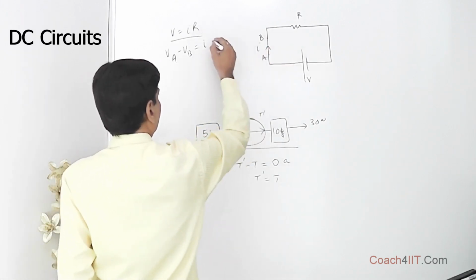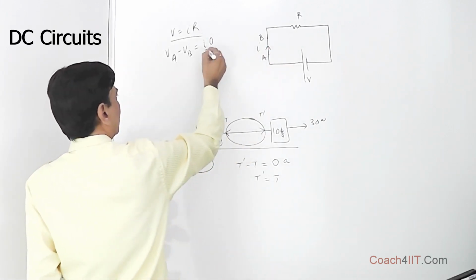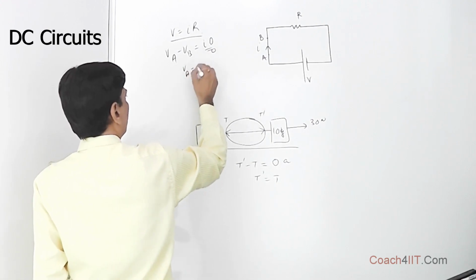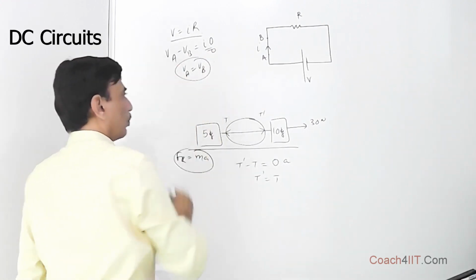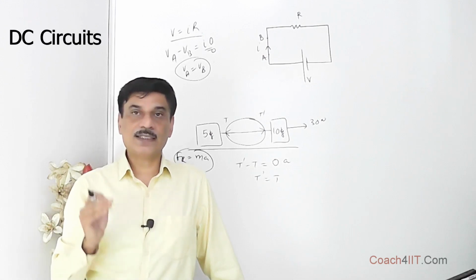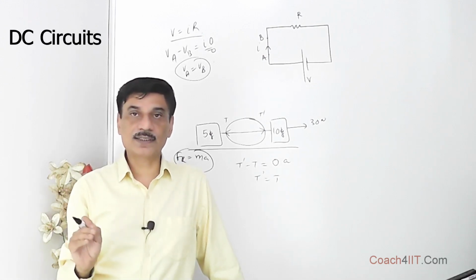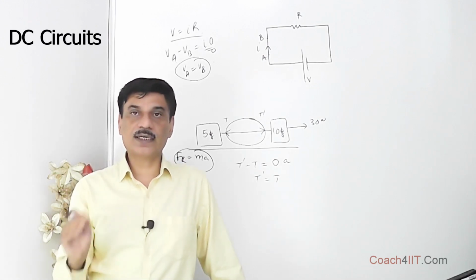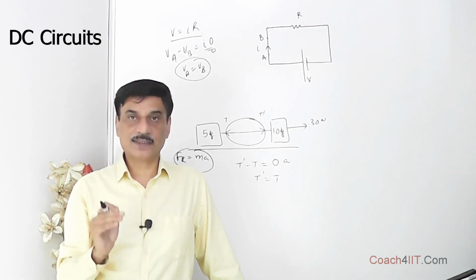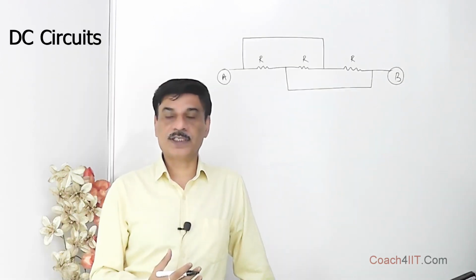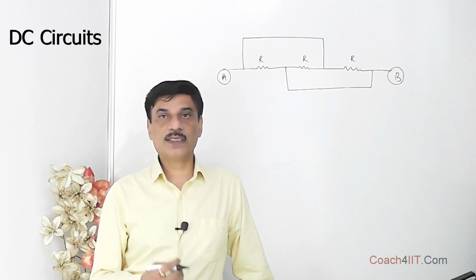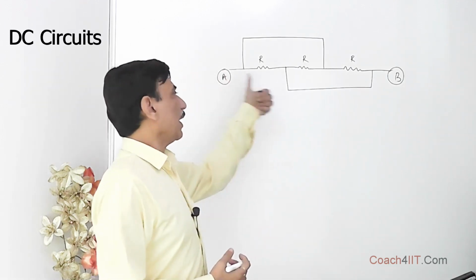What is the resistance of this? The resistance of this is equal to 0. So this comes out to be 0. So that's why VA is equal to VB. So we can very safely say that if they are conducting wires, all the points on these conducting wires are at the same potential. Going by this logic, let's try to find out the equivalent resistance between A and B.